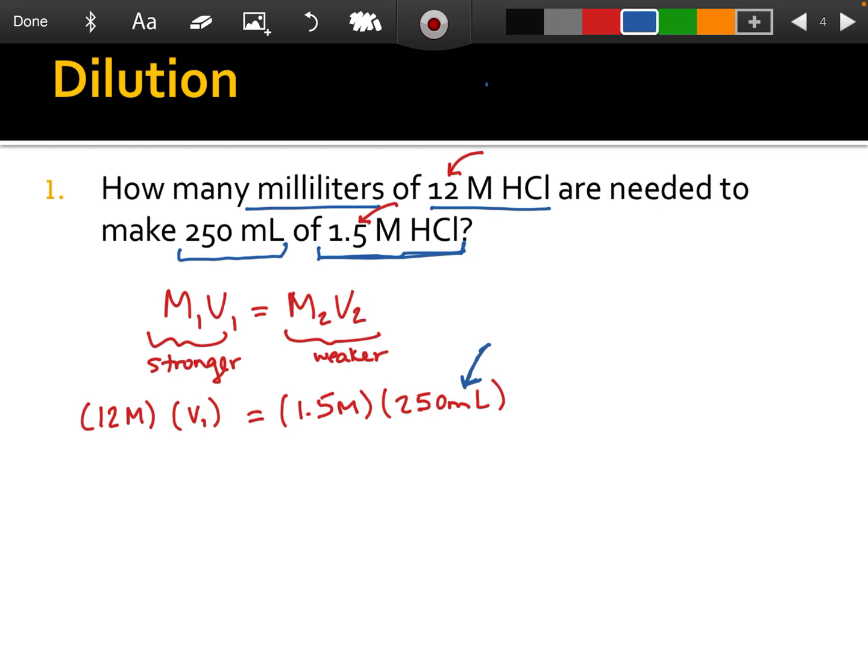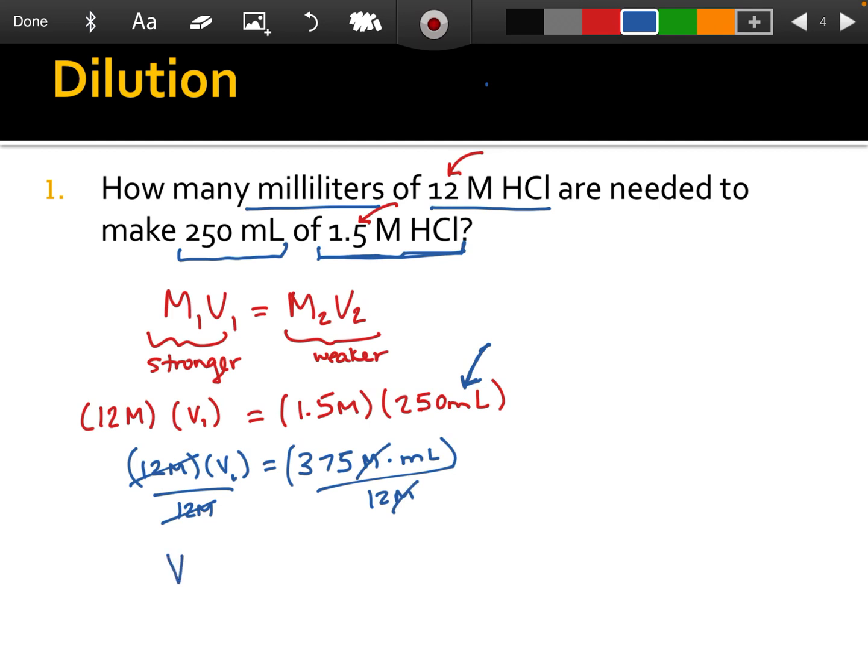To solve this, we would have our 12 molar solution times V1. And then we'd multiply 1.5 times 250, which would give you 375. I'm just going to keep both units here. Then to get V1 by itself, we would divide each side by 12 molar, and molarity cancels out. So 375 divided by 12 gives us 31.25.